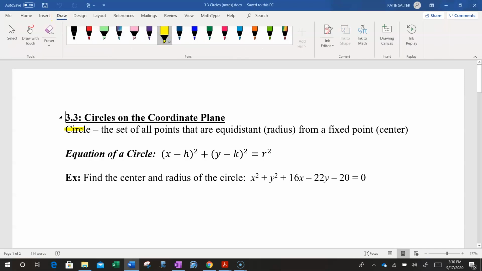A circle is the set of all points that are equidistant from a fixed point. So that equidistance is the radius, and that fixed point is the center. For example, if we went in our yard and we put a stake in it and we attached a rope to it that was a certain length, we could pull that rope tight and walk around and make a perfect circle. All right, so here's the equation of a circle, and I want to talk about where this comes from.